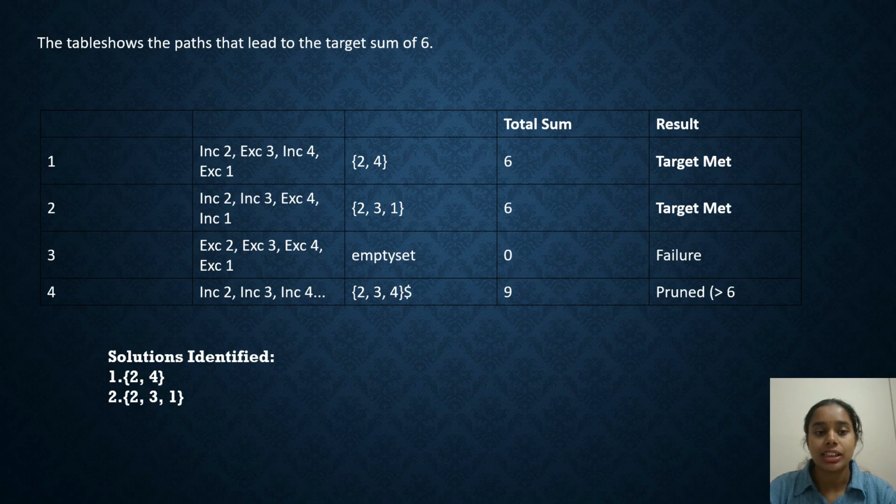In another case, we included path 2, included 3, excluded 4, and included 1. When we take the sum, that is 2 plus 3 plus 1, that is also 6, so we have got the targeted sum. These subjects were Maths, 2 was Maths and 4 was Chemistry, that is Maths and Chemistry. And when we take the sum of Maths, Physics and English, we also get the targeted sum 6.